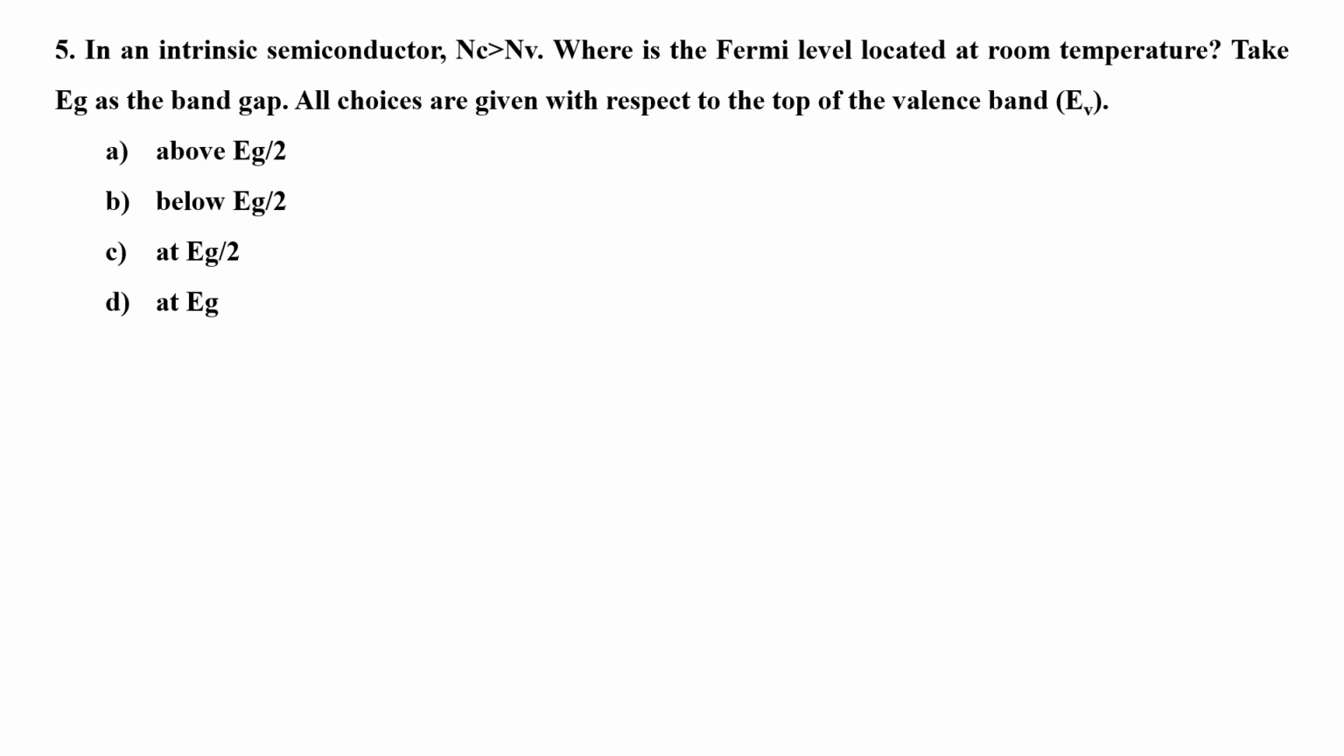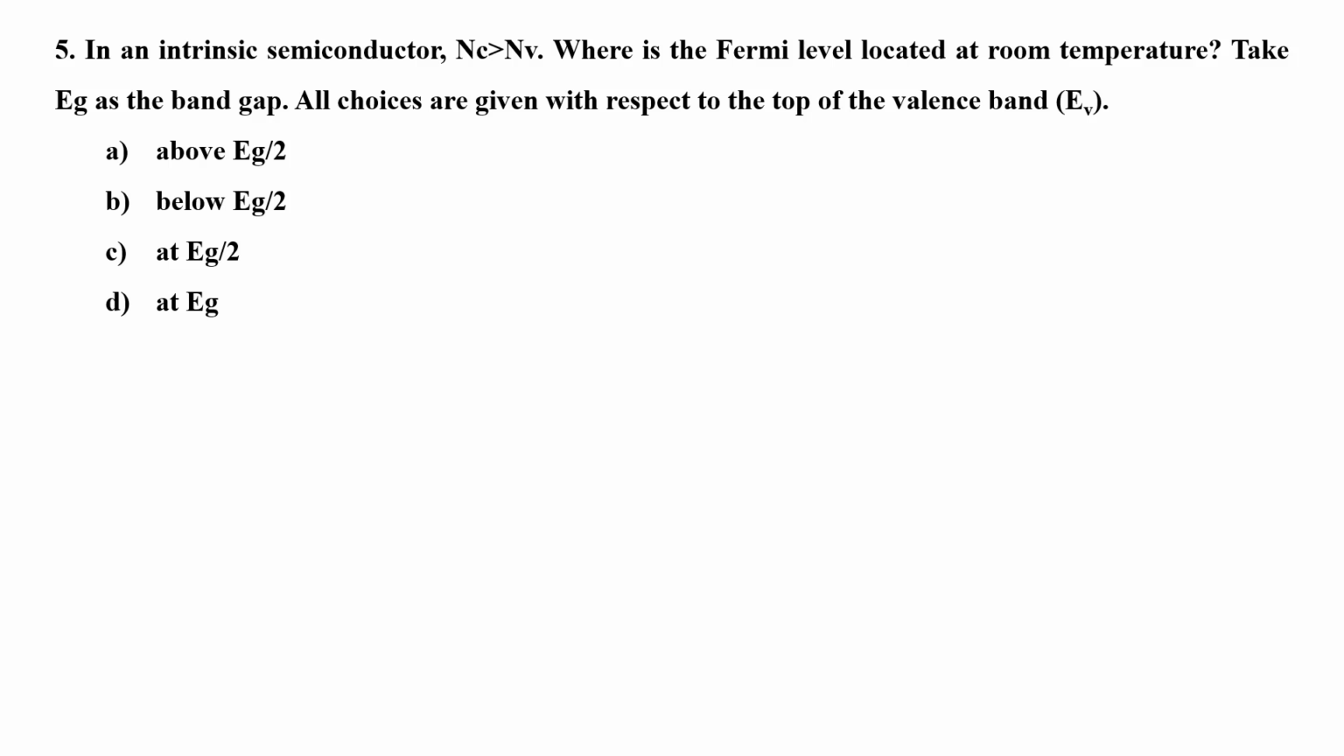Okay. In an intrinsic semiconductor, Nc is greater than Nv. Where is the Fermi level located at room temperature? Take Eg as the band gap. All choices are given with respect to the top of the valence band. So it's an intrinsic semiconductor, at room temperature, it is not absolute zero. And at room temperature, Nc is greater than Nv is the condition. Then Eg is the band gap, and you have to find out where the Fermi level is located.